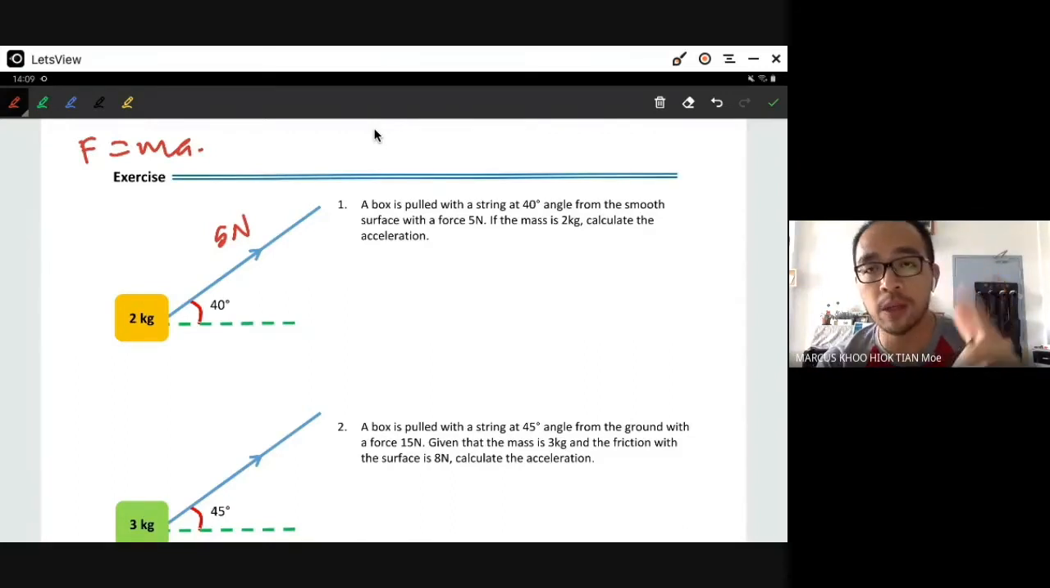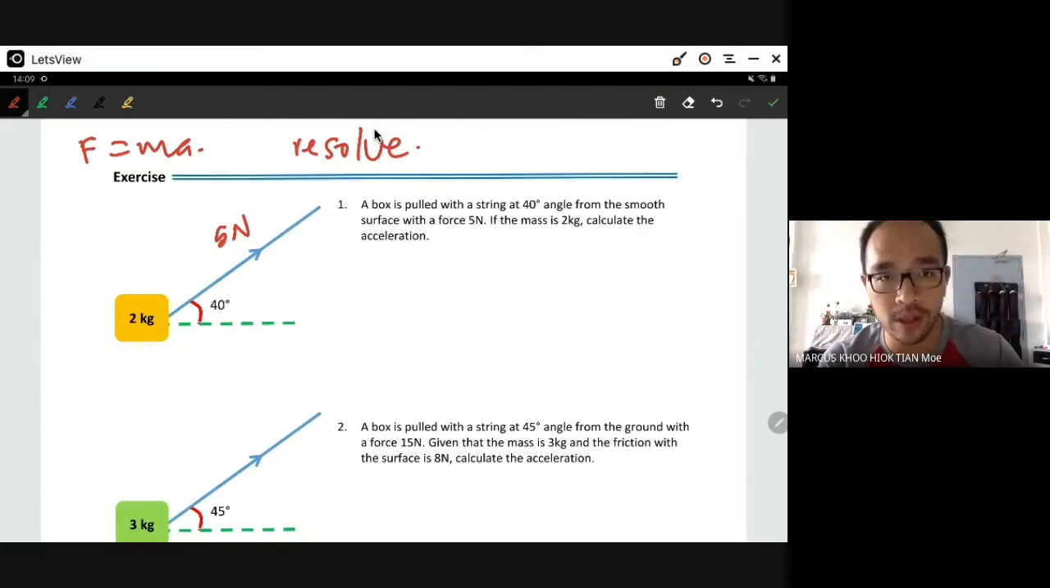First of all, when you do this question, we must always resolve the forces. Kita mesti leraikan itu daya. We must do the resolution of forces.